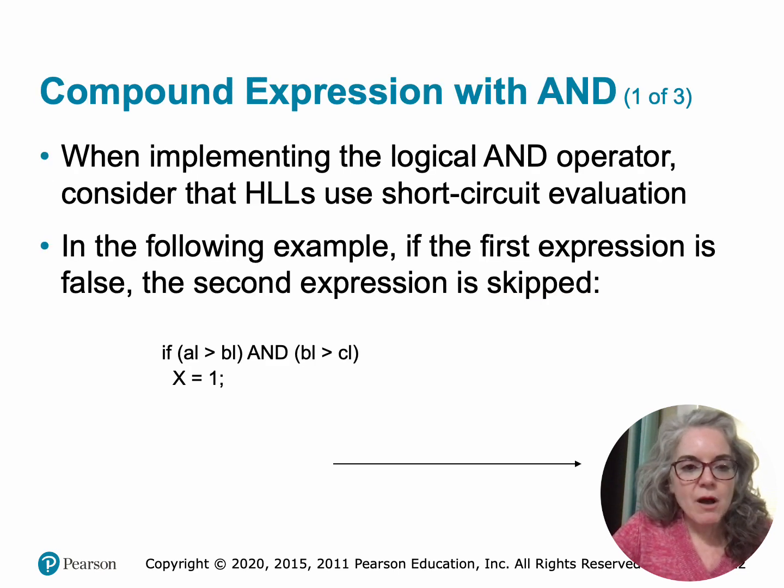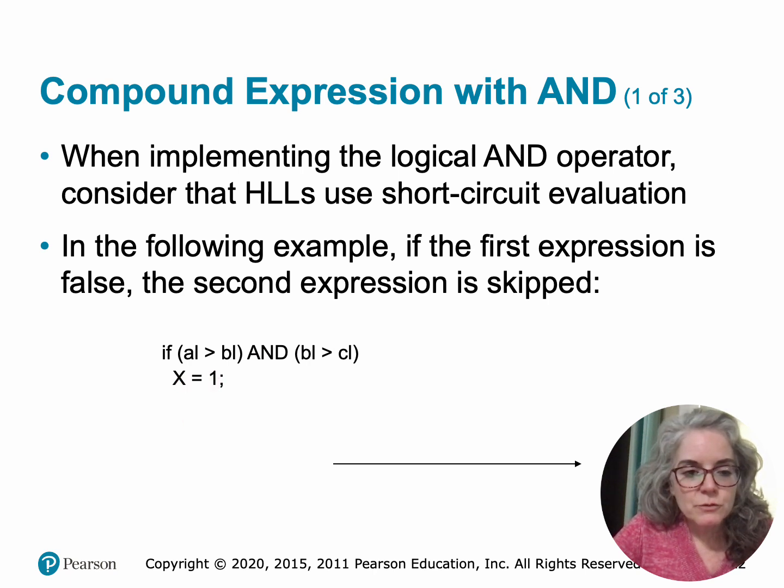So let's take a look at how we do a compound expression. Remember, in high-level languages, if you have an and and this first expression is false, we don't have to check the second expression, right? Because if the first expression is false, it doesn't matter if the second is false or true. This is going to be a false statement because you have an and. So if the first one is false, nothing happens. But if the first one is true, then we check the next one to make sure that it's true. If they're both true, then we assign 1 to X.